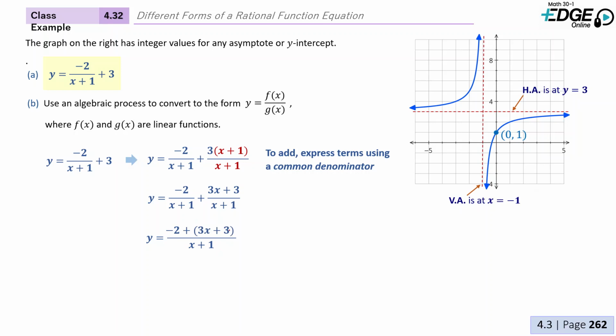Now the brackets here were kind of redundant because we're adding, so they didn't really matter at all. If they were subtracting, we'd have to be a little bit more careful, but since we're adding, those brackets can just disappear. And then there's our form. Y is equal to 3x plus 1 over x plus 1, where we can consider 3x plus 1 f of x and x plus 1 g of x.